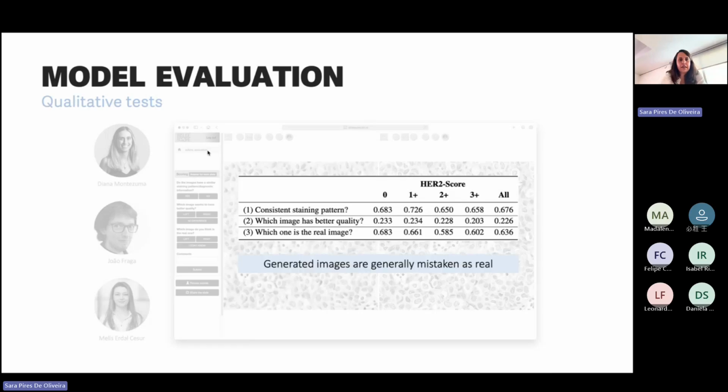And our conclusion is that even though the generated images were rated as lower quality, the pathologists also chose the generated ones as the real ones most of the time, or at least we could fool them. And in terms of staining, there's also a promising result in terms of similarity with the real one. More important than that, it was consistent among the scores. That is very important, because then we don't have a kind of bias towards the brown areas.